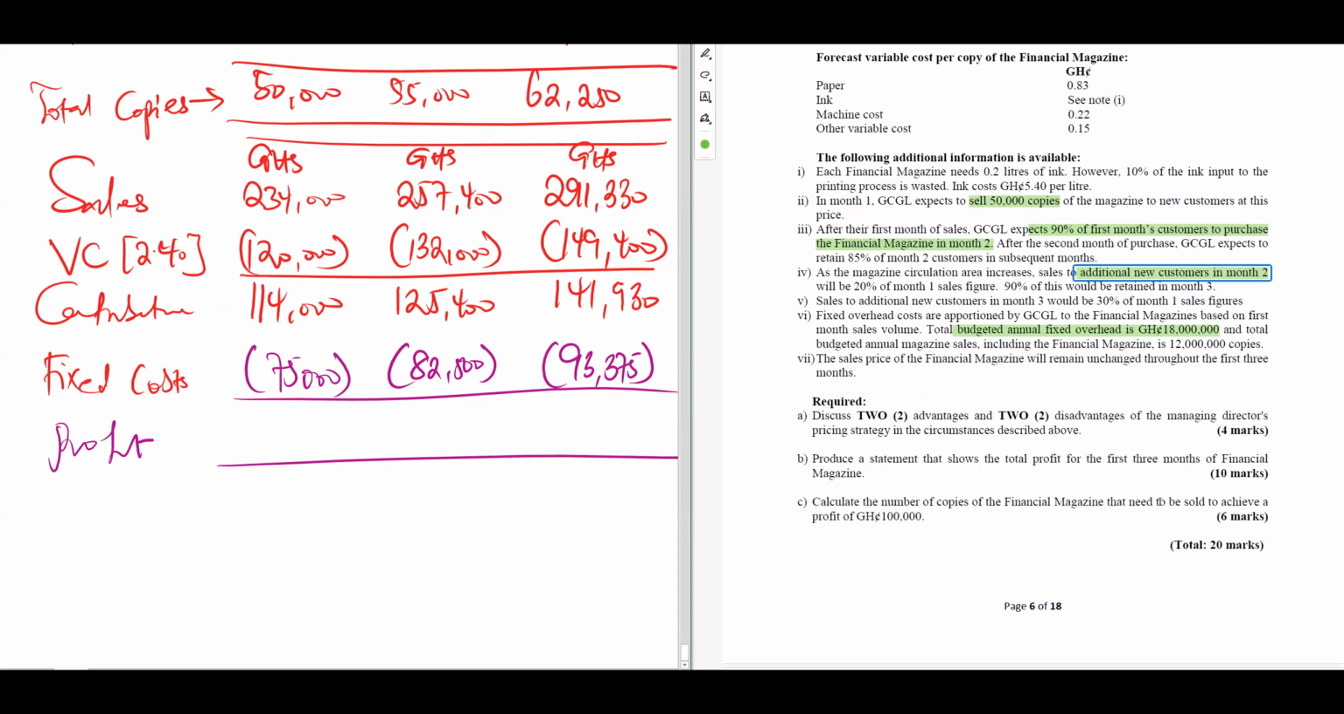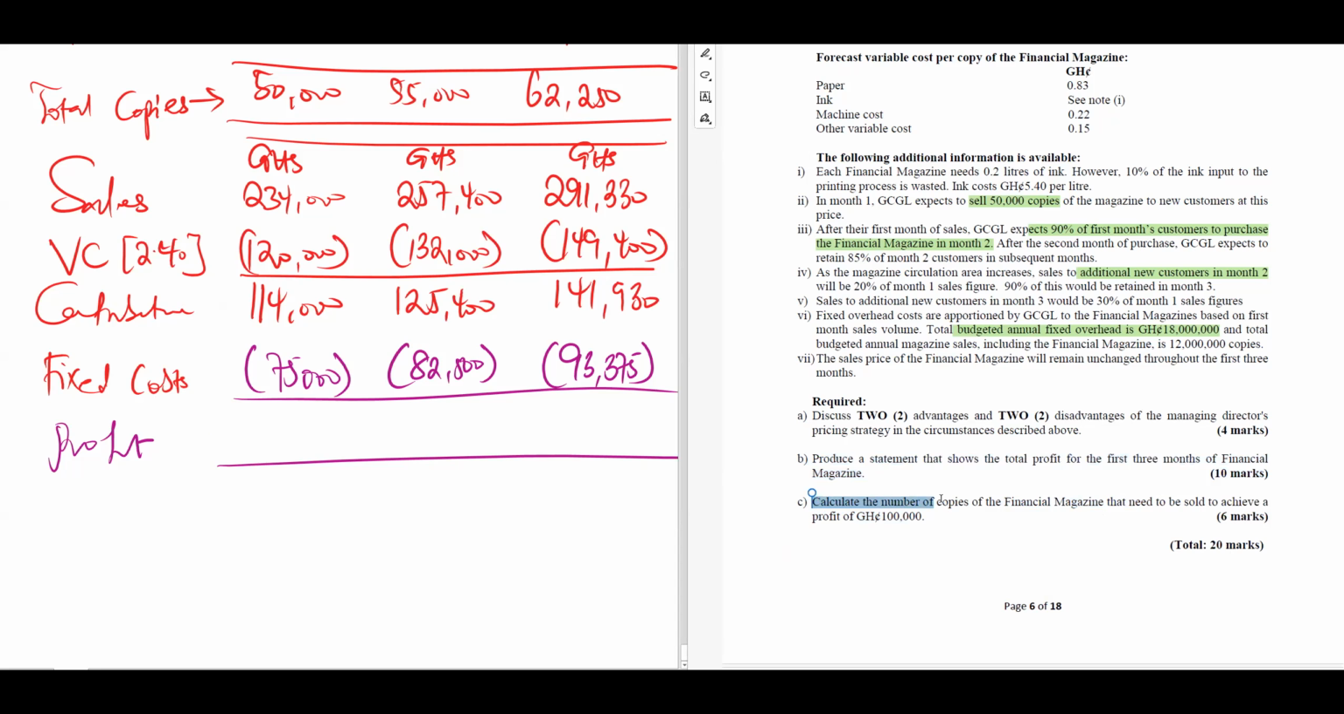Number of copies that need to be sold to achieve a profit of 100,000. You don't have to work this part. You could have. I'm just giving you an example technique here. See, you could have not wasted your time here for this, right?